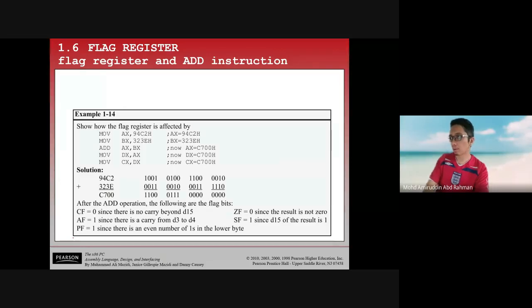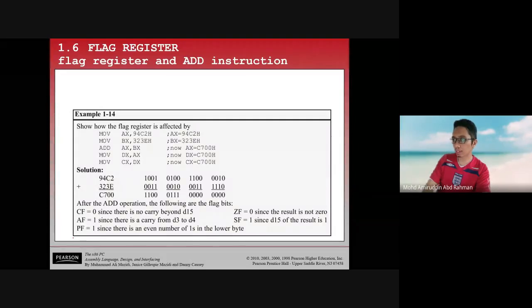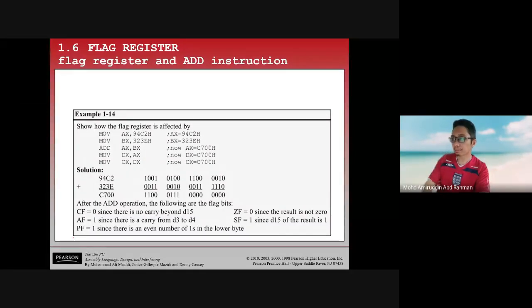Okay, so let's say we have another one. All right, over here, we have, okay, addition of BX to AX, and then we add AX to DX, and then DX added to CX. Okay, so we have one step, second step, and third step. Okay, so for the addition. So after adding all of that, so we have as C700.